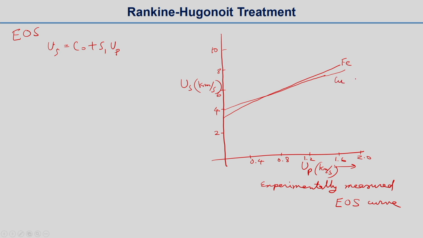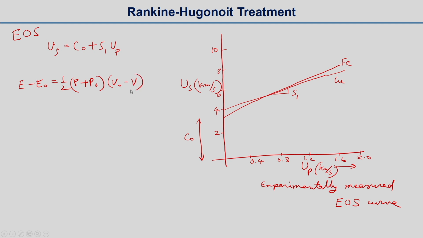So, these will be straight lines, as you can see. This intercept is C naught, and then the slope is S1. So, these are the relations we can have from the equation of state, as we discussed. This is valid for no phase transformation and no material porosity, and also the earlier equation, E minus E naught equal to half of P plus P naught times V naught minus V.